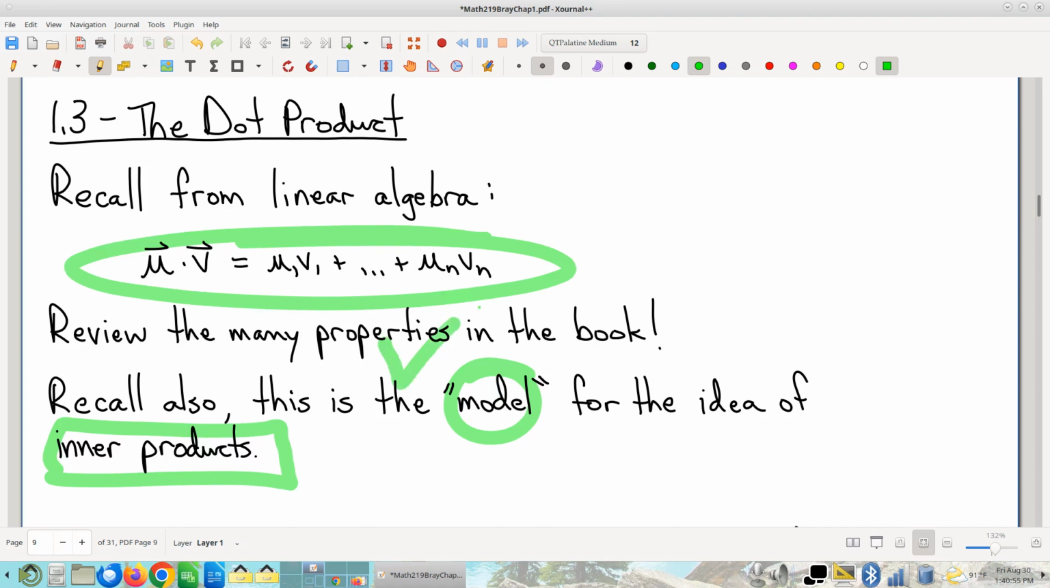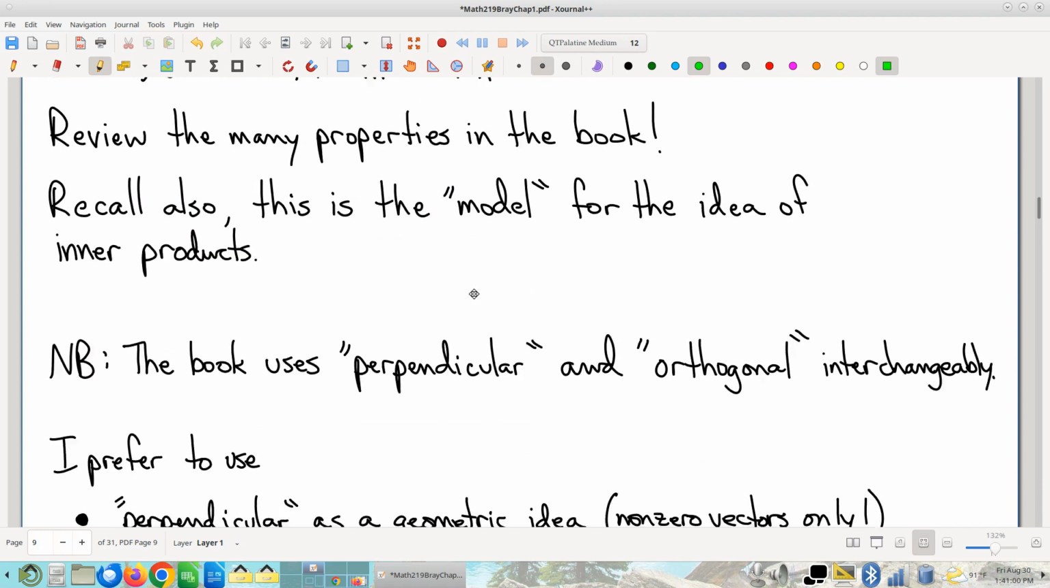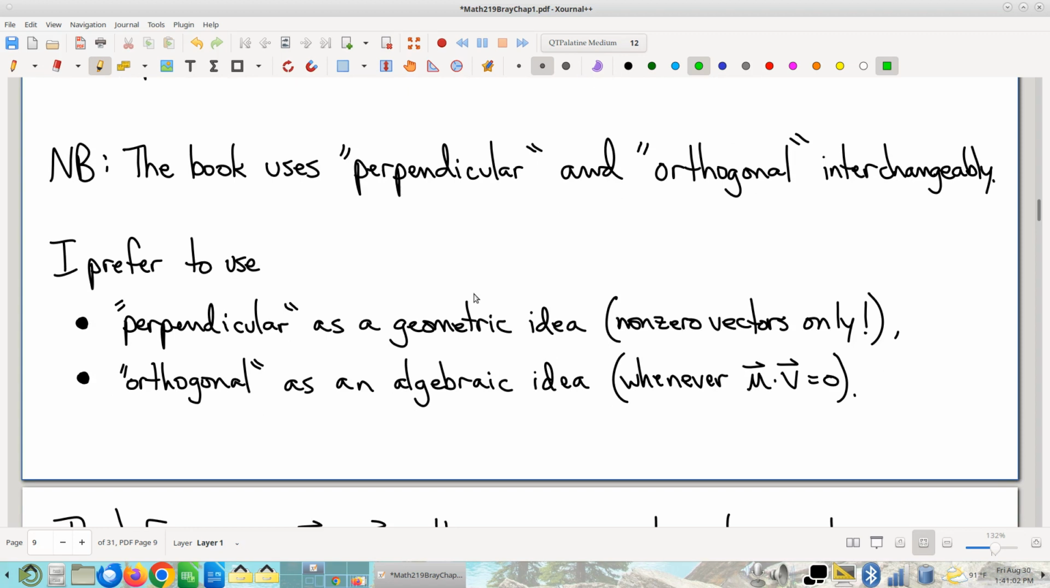Okay, make sure you're good with all the properties listed in the book and in your linear algebra book as well. I do want to talk a little bit about the language of the related concepts of perpendicularity and orthogonality. A lot of books and a lot of instructors conflate these two things. Math's pretty much the same idea. A lot of people don't even realize that they're different. But very importantly, there really is a difference here.